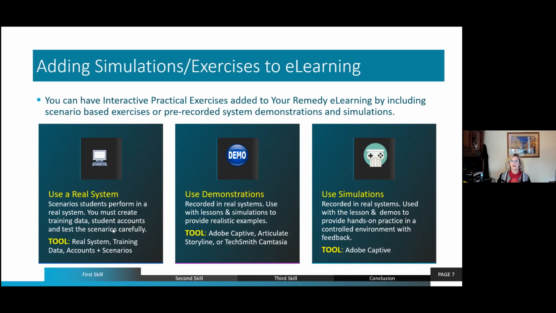You need training data in there that matches the scenarios that you're going to create, so that when you tell them to select this from the menu, that has to be in the menu. So you have to make sure that those things match up. You also have to create and maintain student accounts, and you have to have a way to reset that system so that at the end of that training class, when the next training class comes in, they get reset, refreshed data. So you have to think about all that when using a real system.